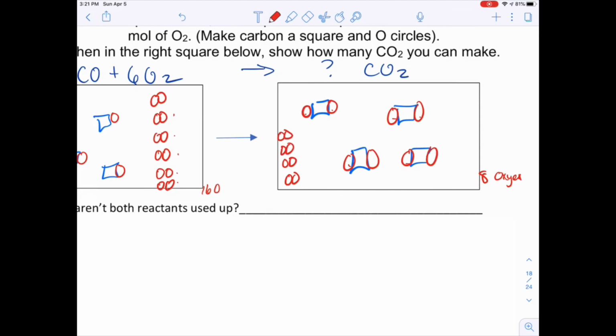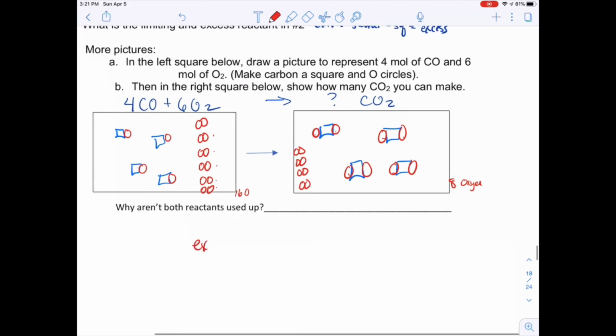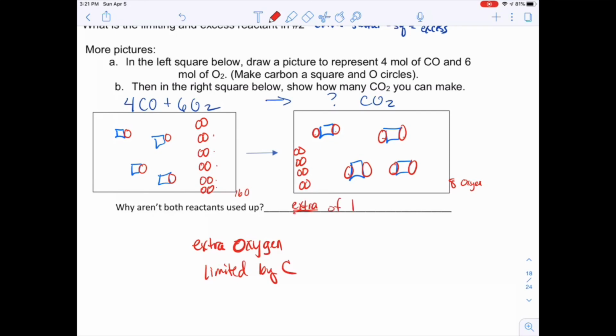So I had extra oxygen, and I'm limited by my carbon. Or aren't they both used up? Well, you have extra of one. You can't make any more CO2s if you're out of C's.